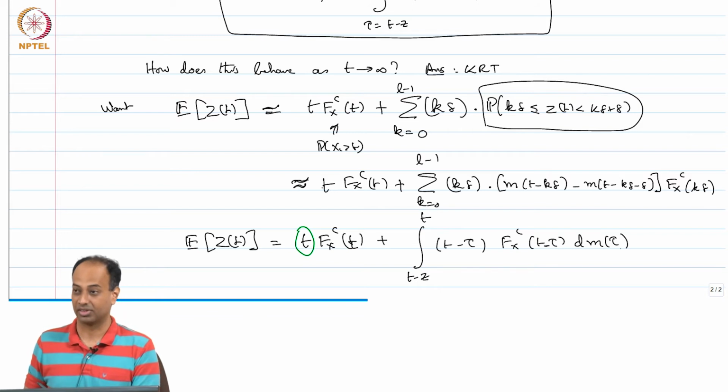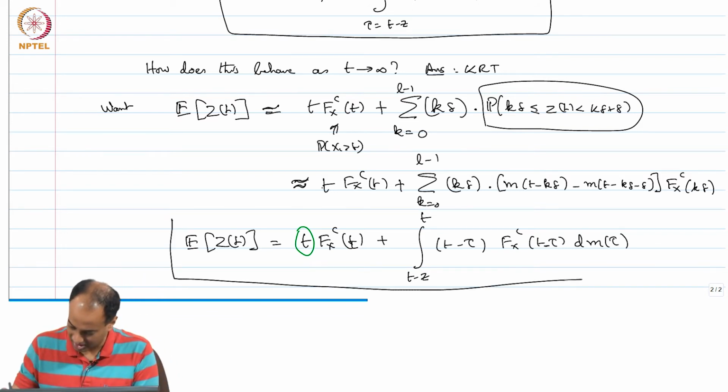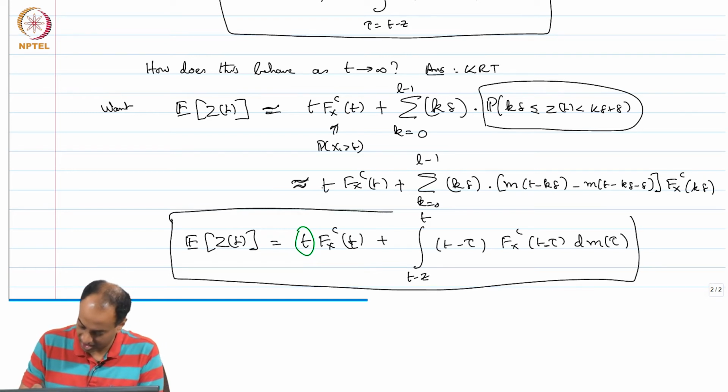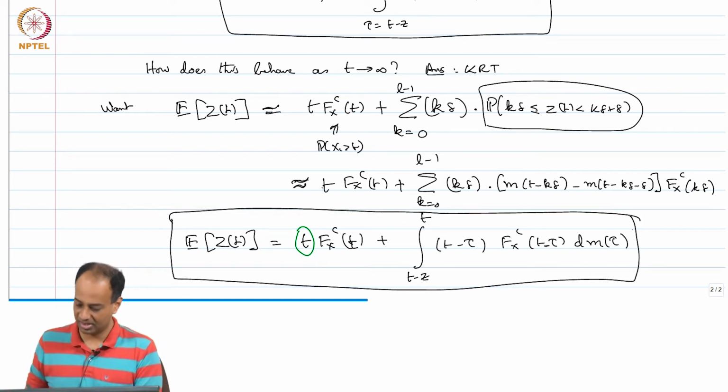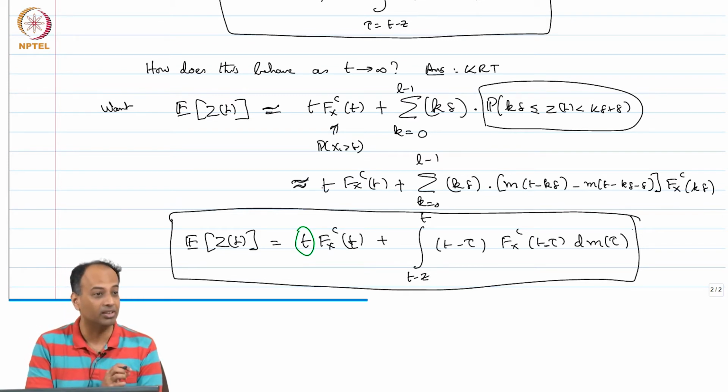A similar sort of calculation, just the Riemann-Stieltjes. So, this is another Riemann-Stieltjes integral, you go ahead and find m(tau), put it in, and for any finite t you can get this expectation of Z(t). So, we can get the CDF, and we can get the expectation of Z(t) for any finite t.